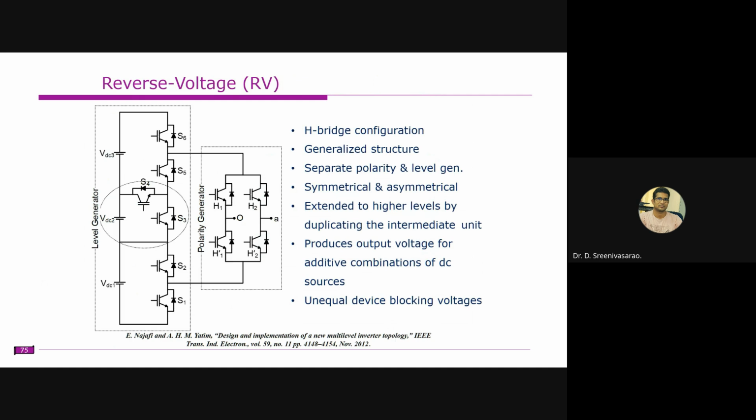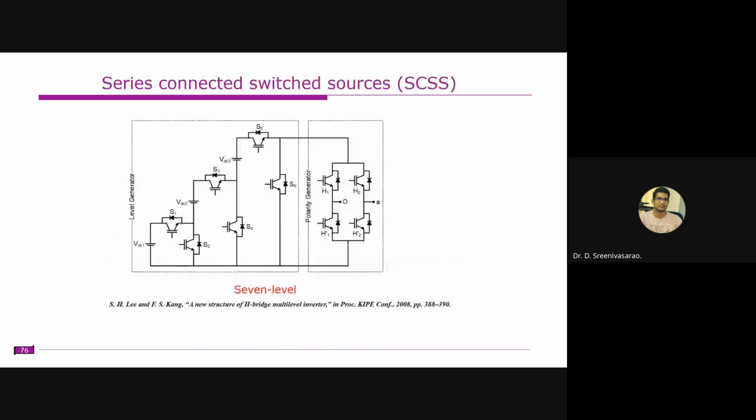Similarly, there are other topologies. This is reverse voltage, and this one is also the same. This entire part produces the number of levels, and this produces the polarities. There are multiple topologies, at least 10 to 15 in the literature, and all are based on this only. This is another one. Everything has its own advantages and drawbacks.